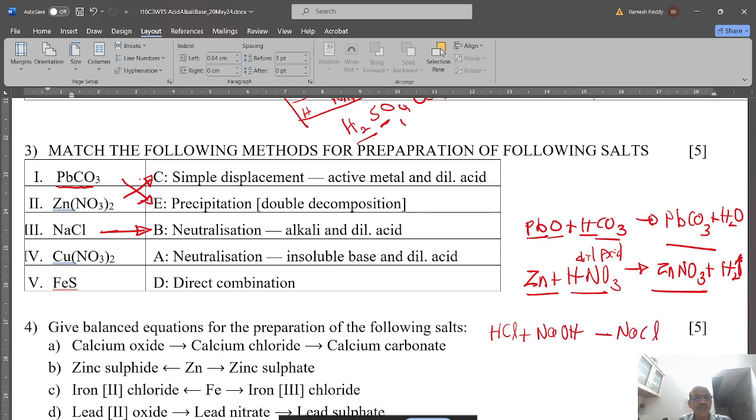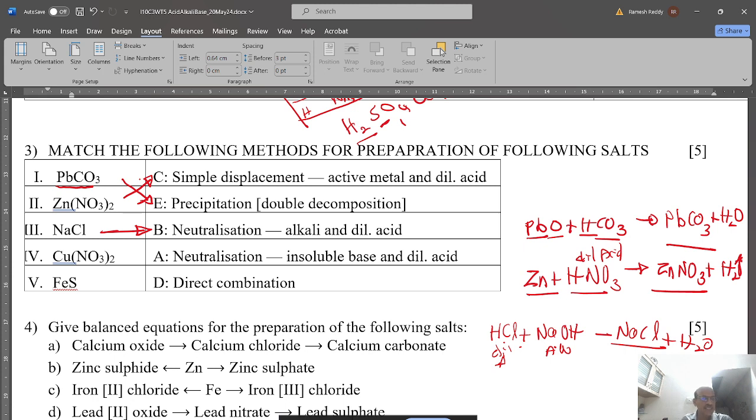How is the preparation of NaCl done? NaCl is made by a neutralization process of an acid and a base. What are this acid and base? This is an alkali and this is a dilute acid. When you mix these, you will get NaCl plus water. This reaction is called a neutralization reaction. So NaCl is formed by this neutralization reaction.